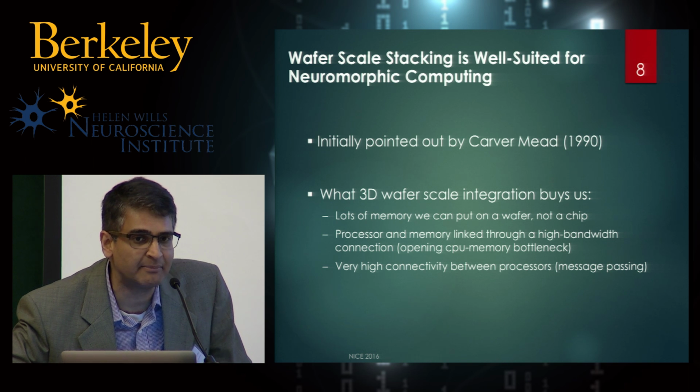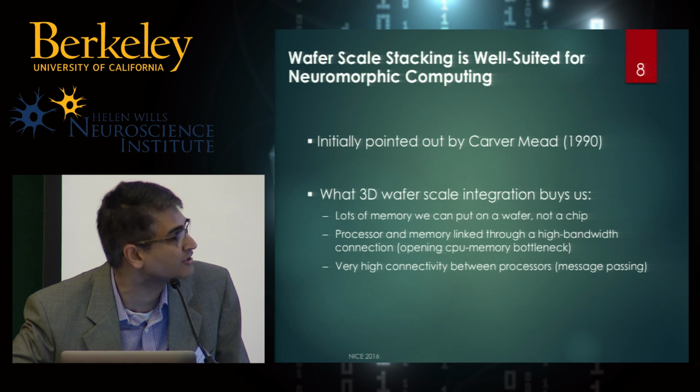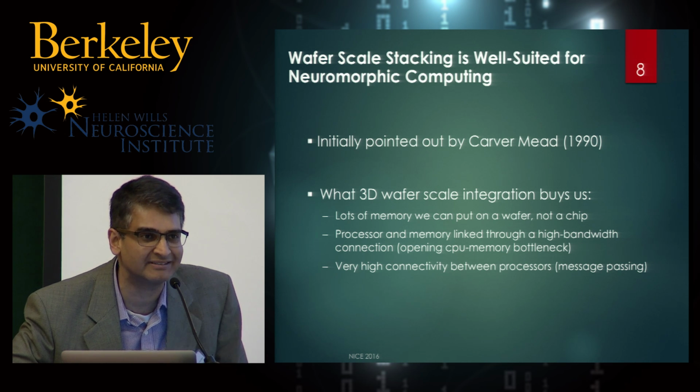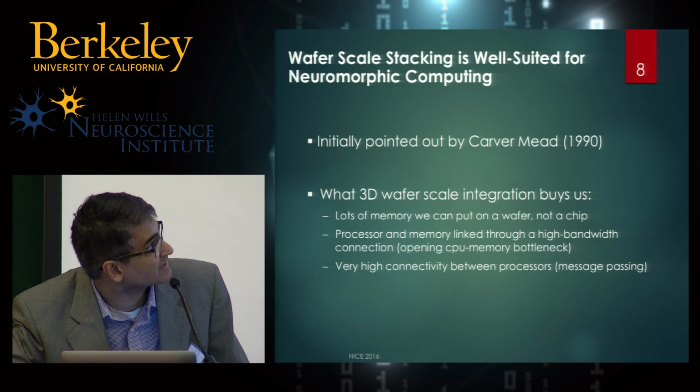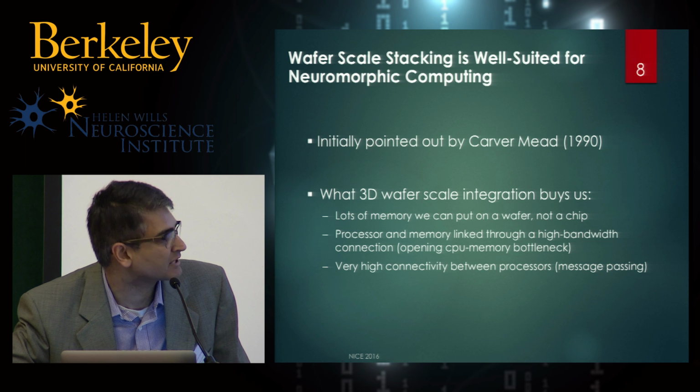Actually, in his classic paper, Carver Mead pointed out two potentially very interesting technologies for neuromorphic computing. One of them is analog, and I know that there are lots and lots of groups already working on this, so we decided to look at the other one, which is indeed wafer scale integration. So what does 3D wafer scale integration really buy us?